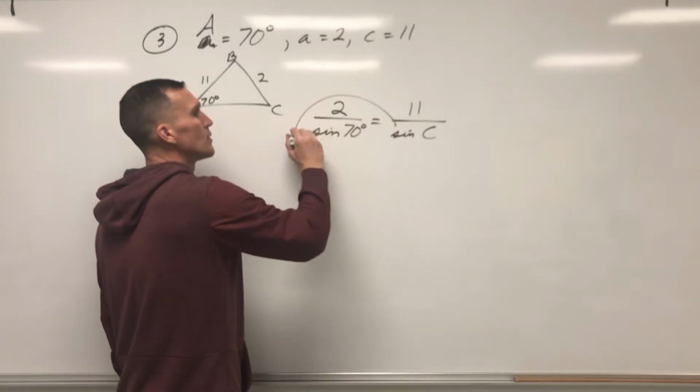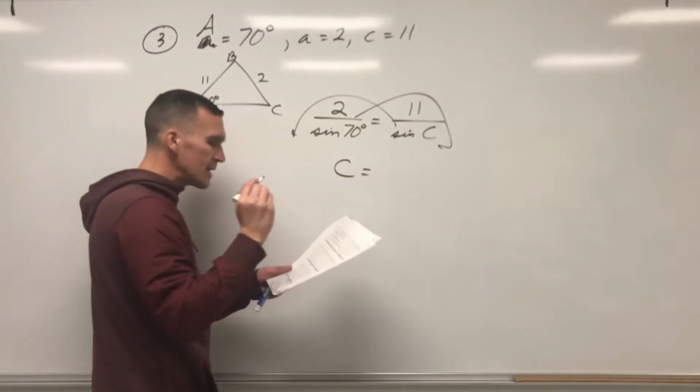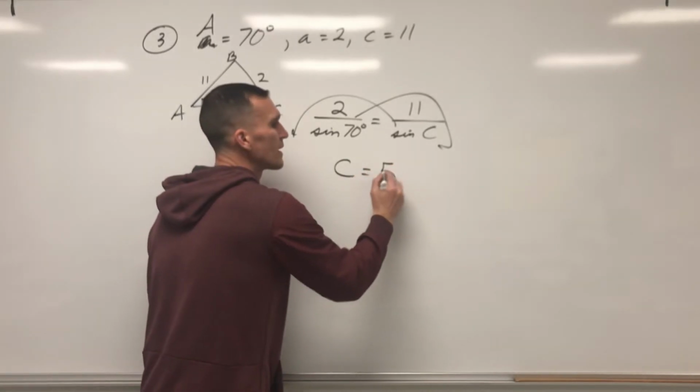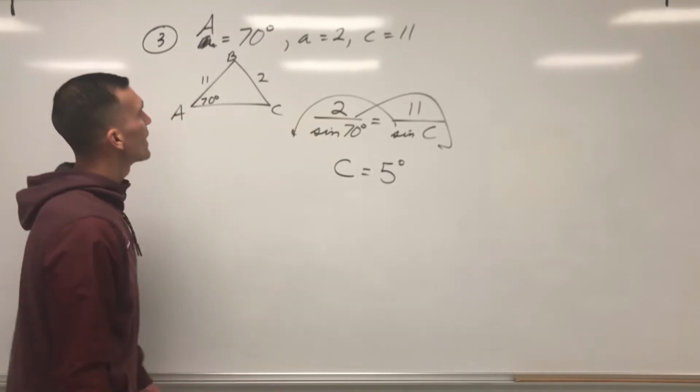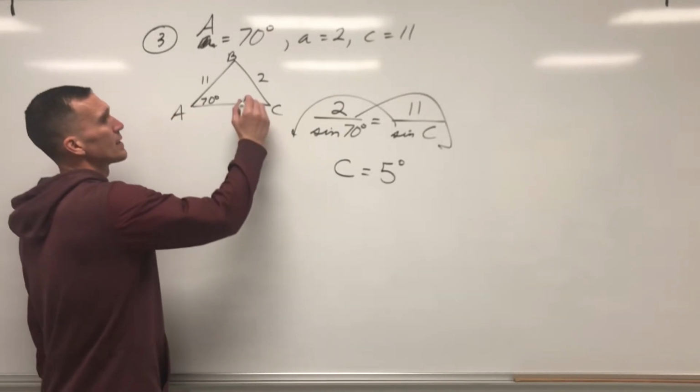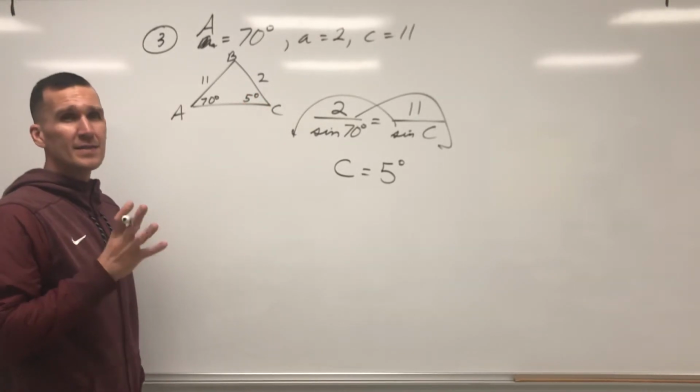So when you cross multiply and do that math, you will get capital C is equal to 5 degrees. Now I show more work on the guided notes there. But when I plug 5 degrees right here, an alarm goes off in my head. This is a little silly.